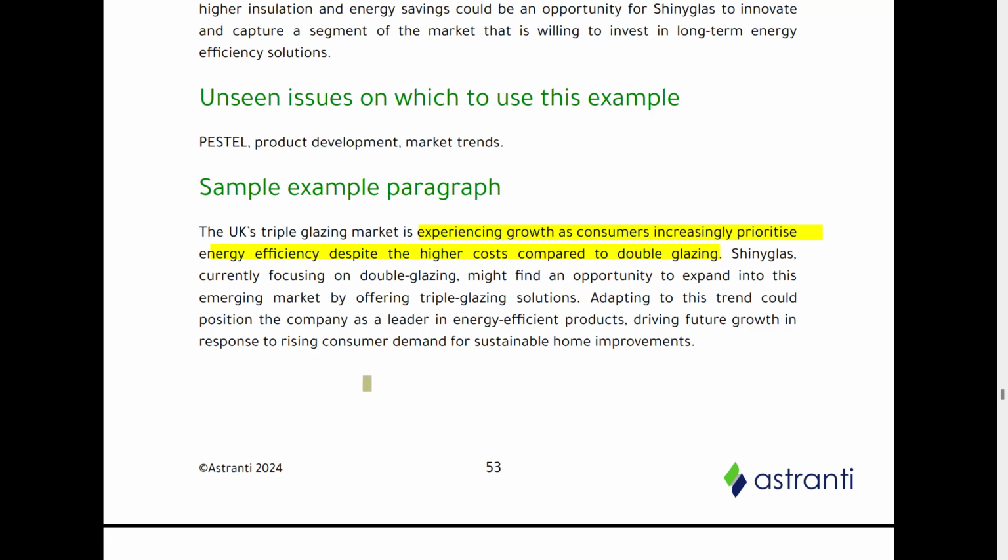Shinyglas, currently focusing on double glazing, might find an opportunity to expand into this emerging market by offering triple glazing solutions. Adapting to this trend could position the company as a leader in energy-efficient products, driving future growth in response to rising consumer demand for sustainable home improvements. So you'll notice that this exam paragraph talks about the industry trend and relates it to Shinyglas, and that is how you're going to get those key marks.